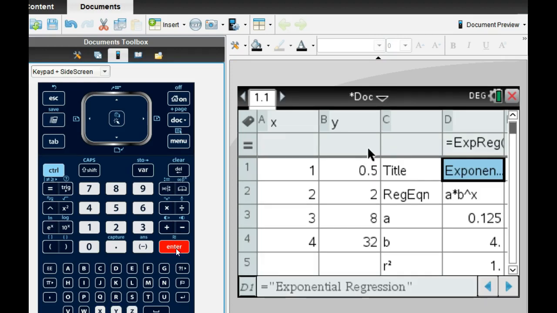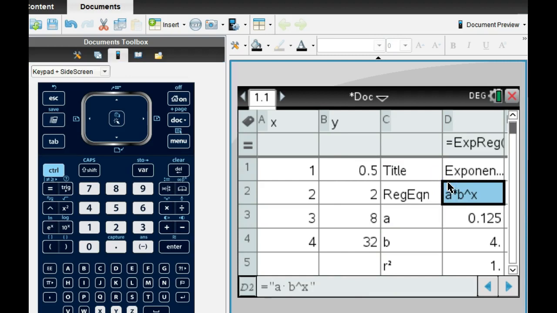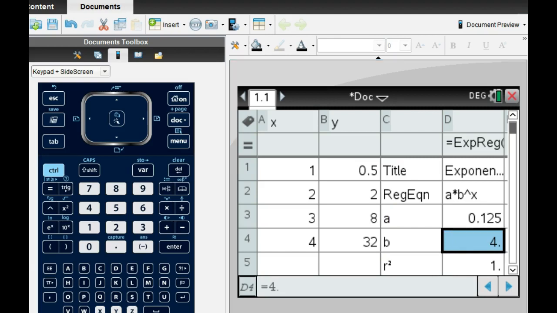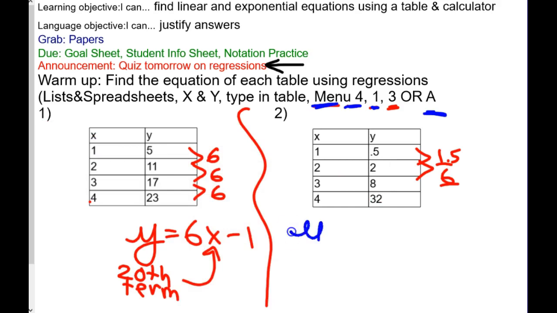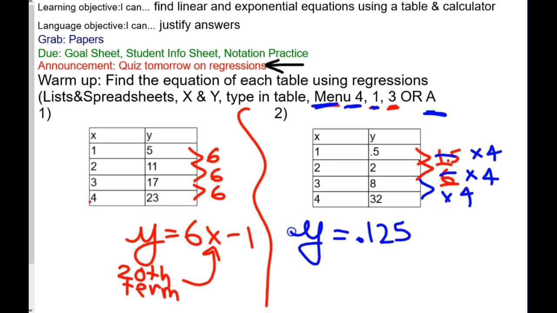Okay, so it gives me an A. First of all, the equation is A times B to the power of X. So here's my A, here's my B. So let's write that down. And I'm going to look at this for a second. So my equation, Y equals, my A is 0.125. My B is 4. Because I'm timesing by 4 each time, right? This was actually times 4. Times 4. Times 4. So parentheses 4.